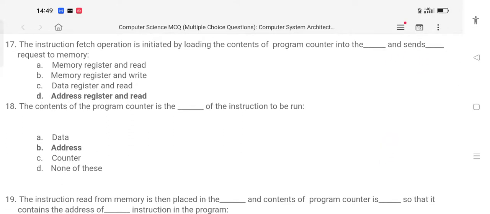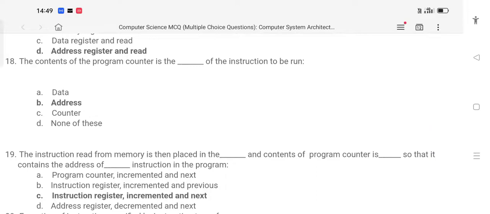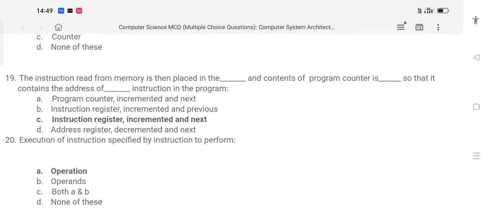The instruction fetch operation is initiated by loading the content of the program counter into the dash and sending the dash request to memory. Address register and read. 17th answer D. The content of the program counter is the dash of the instruction to be run. Address of the instruction to be run. The instruction read from memory is placed in the dash and the content of the program counter is incremented so that it contains the address of the dash instruction in the program. 19 answer C. Instruction register incremented and next.